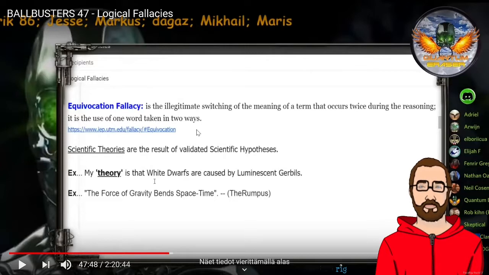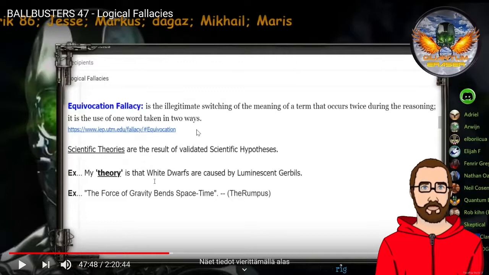Yeah, okay. This is, in a sense, right, what Quantum Eraser is saying here, that in Einsteinian physics, gravity is not a force, but it's extremely clear in this context that Rumpus isn't using the Newtonian interpretation of gravity. He's just using it colloquially, meaning that the thing we can calculate as being gravity bends time. So if you take everything absolutely literally, then this could be said to be an equivocation fallacy.